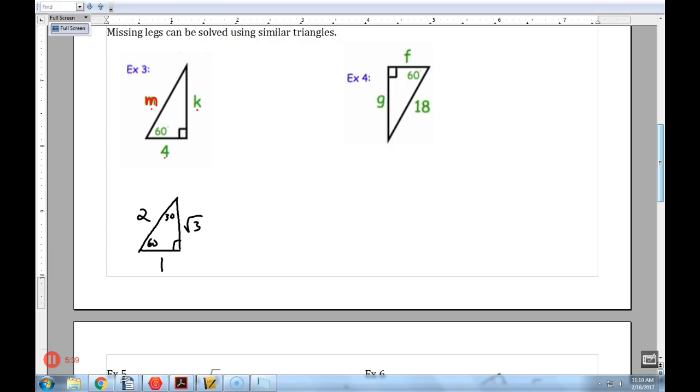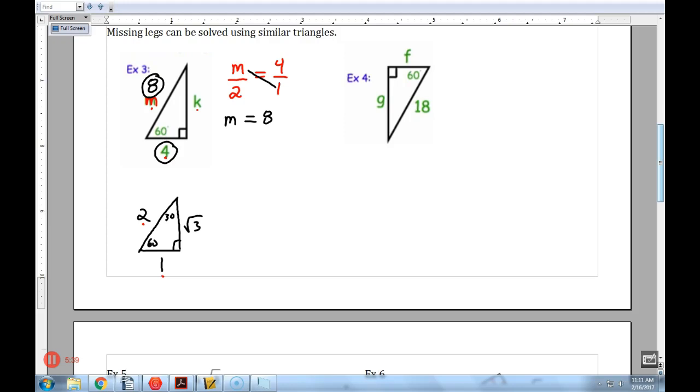So here's how we're going to set it up. I'm going to do the big hypotenuse over the little hypotenuse: m is to 2, as, and then I pick the known sides, 4 is to 1. So I'm just using the same thing we did in the last chapter. I'm doing big over little and big over little. And when I cross multiply, I get m equals 8. Now, if you can memorize the shortcuts, you would have already known that the smallest side and the largest side is double. So you may have been able to do that without setting up a proportion.